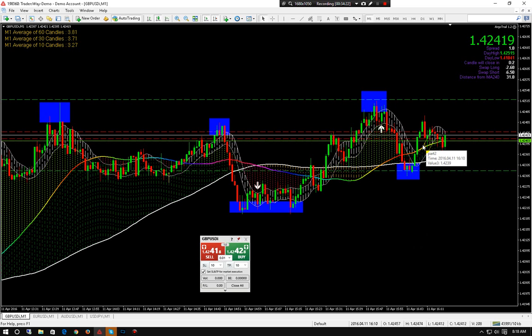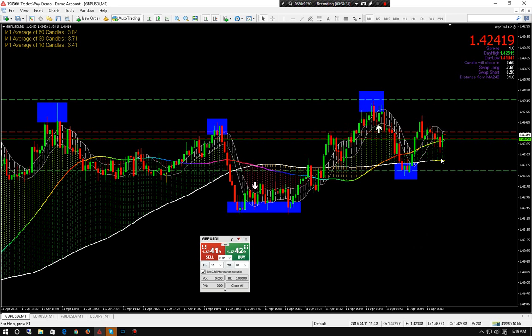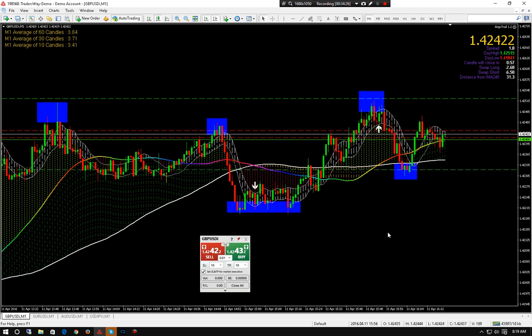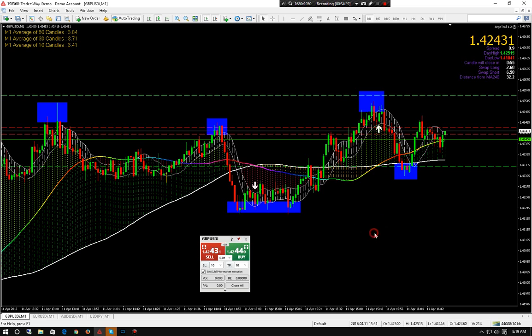Right now, I'd say it's ranging. We're getting red, green. It's just not forming up nicely. So trading axis this one. So cable, we'd be trading axis it.